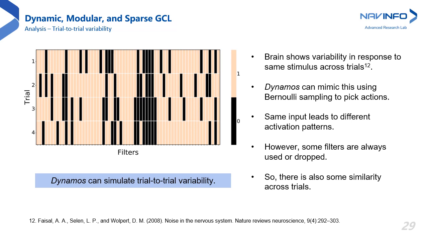Now, the brain is known to show variability in response across trials. For the same stimulus, the precise neuronal response could differ between trials, a behavior absent in most conventional neural networks. In Dynamos, the trial-to-trial variability can be mimicked by using Bernoulli sampling instead of thresholding to pick the actions during inference. The figure shows the responses of the last 40 filters of the network for multiple forward passes on the same input. We only show responses if the prediction was correct.